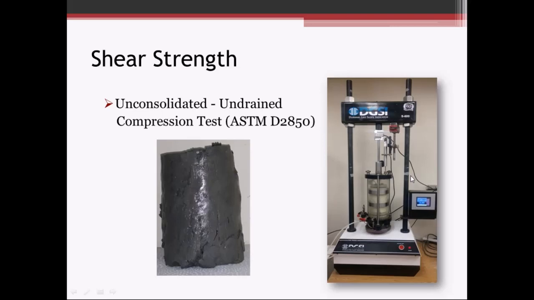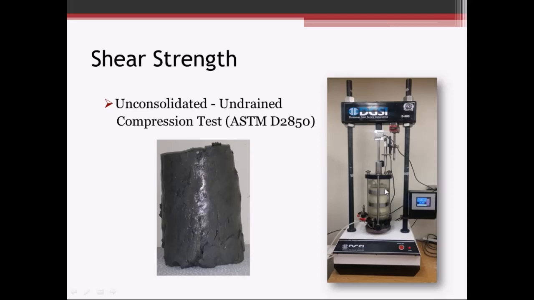The unconsolidated undrained compression test, commonly called the UU test. This is one of the quicker tests for shear strength. The sample is placed in a flexible rubber membrane, and the outer part of the sample in the cell is filled with water to a specified confining pressure. Then the sample is immediately loaded to failure, which is typically taken as 15% strain or other criteria specified in the test method, without allowing the sample to consolidate.